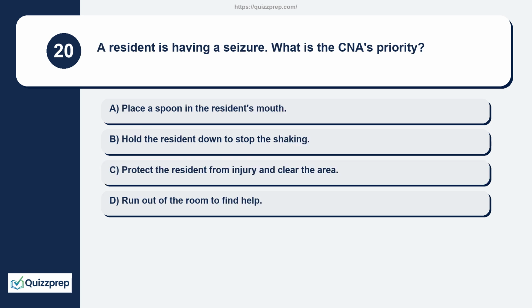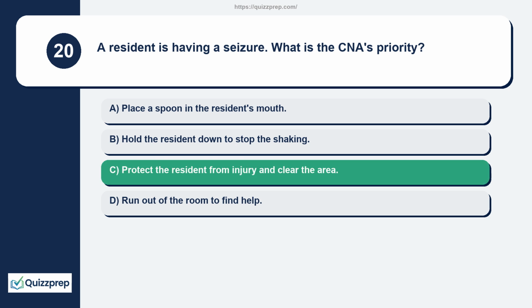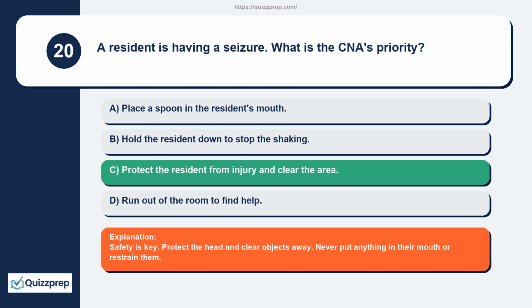Question 20. A resident is having a seizure. What is the CNA's priority? Place a spoon in the resident's mouth. Hold the resident down to stop the shaking. Protect the resident from injury and clear the area. Run out of the room to find help. Safety is key. Protect the head and clear objects away. Never put anything in their mouth or restrain them.